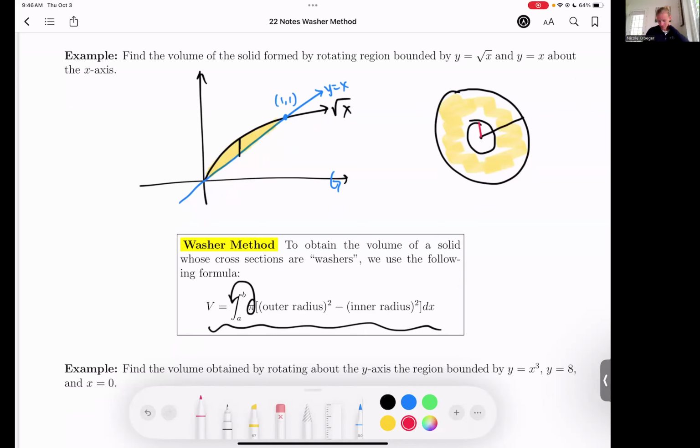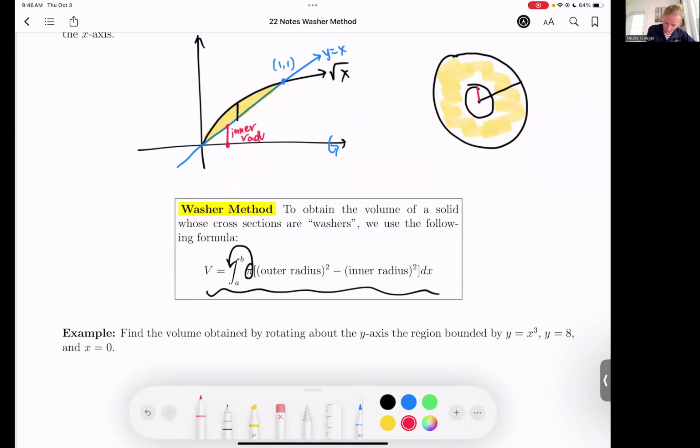If we think about what that looks like on our graph, we start at the line that we're rotating about, and then we go up to some curve. That's going to be my inner radius. That's not how you spell radius, but you can fix that. And then if I start at the line I'm rotating about, again the x-axis here, and go up to the second function that I hit, in this case the square root of x, that's my outer radius. That's the radius of the big circle. The inner radius is the radius of the smaller circle.